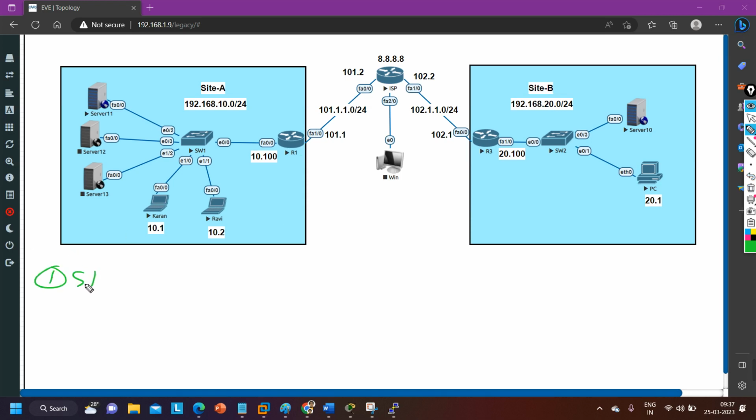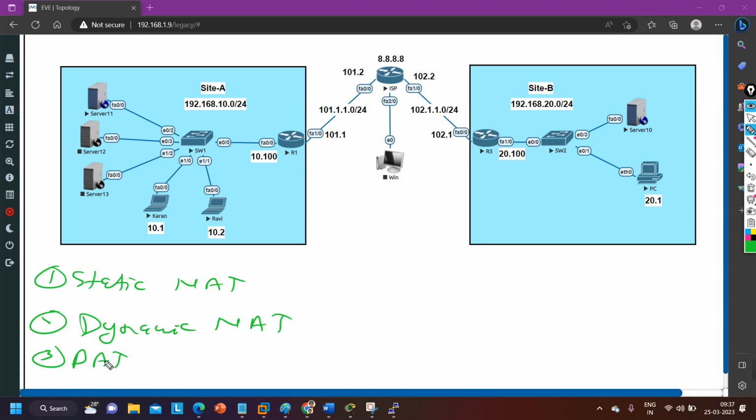First one is static NAT. Second one is dynamic NAT. And third one is overload, that is nothing but PAT, port address translation. Guys, static NAT is one-to-one translation. One-to-one translation. Suppose you want to translate the private IP address of current into a single public IP address, this public IP address, you can configure a static NAT.